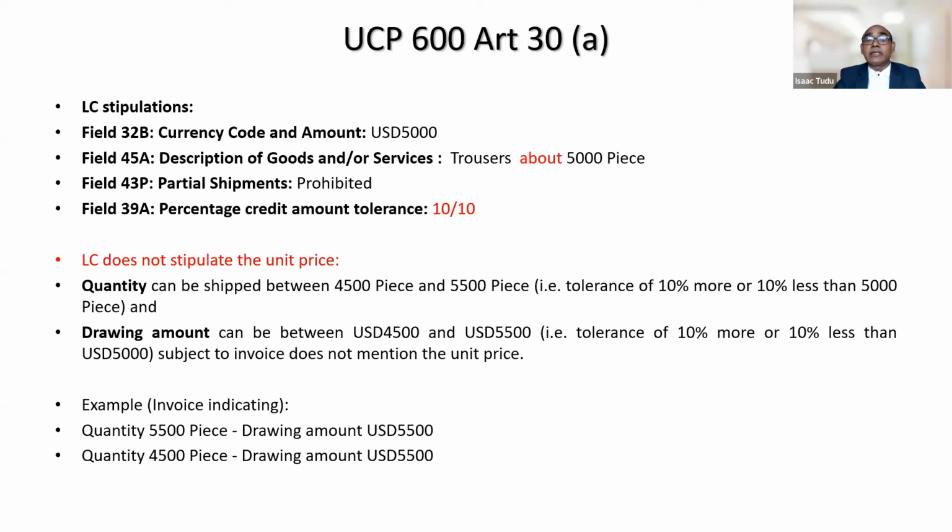We need to understand that when the LC does not stipulate the unit price, then we should not say that total amount divided by total quantity will be the unit price, because a lot of other factors besides the actual goods shipped determine the actual unit price of the goods, right? So further here in this case, you can see that quantity 4,800 and drawing amount could be 4,500. This is also acceptable, right? Let us go and understand further in this.